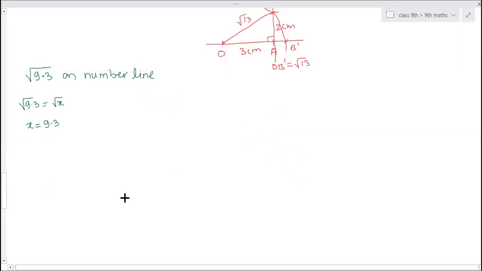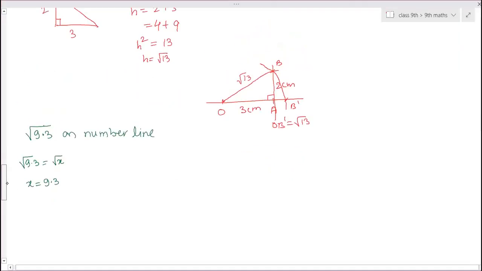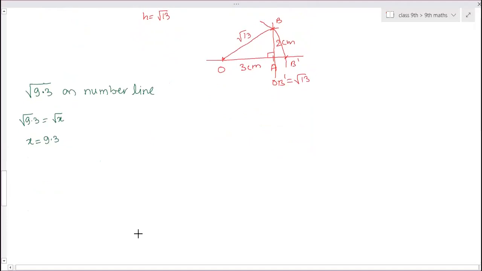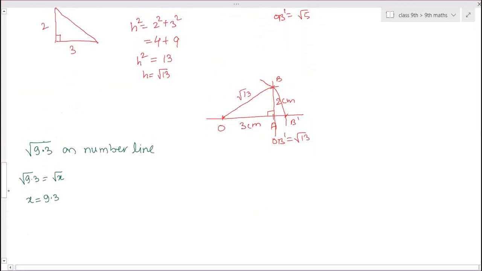Mom, can you scroll a bit up? For root 13. Here only it is there. Yes. No, on the triangle. 1 second. This one? Okay. Yes, ma'am.